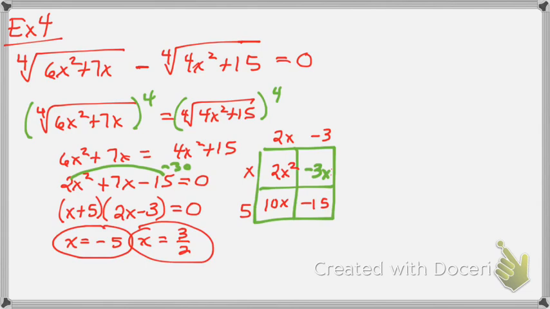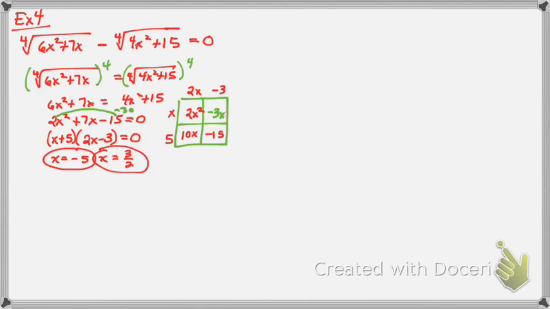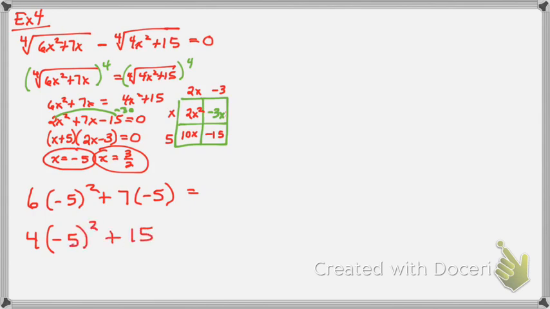So this is a great time to use your graphing calculator app. So I would go to your app, and I would type in 6 times -5 squared plus 7 times -5, and I would see what I get. And then I would type in this one. I would type in 4 times x, which is a -5 squared plus 15, and I would see what I get. Okay, so on your graphing calculator app, type those two in and see if you get the same number and see if you get a positive number.